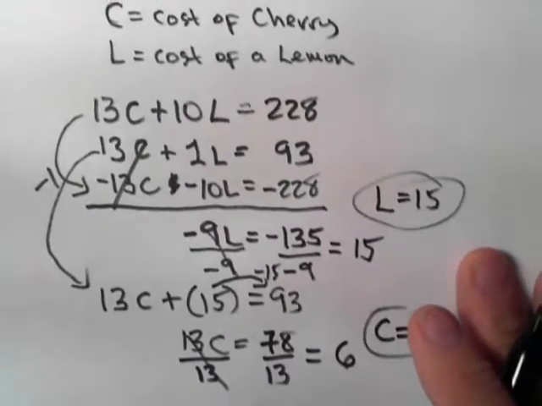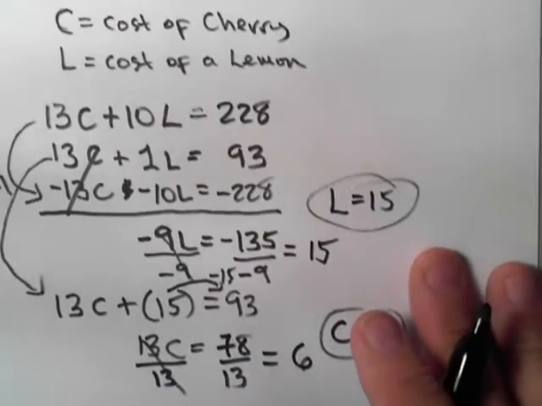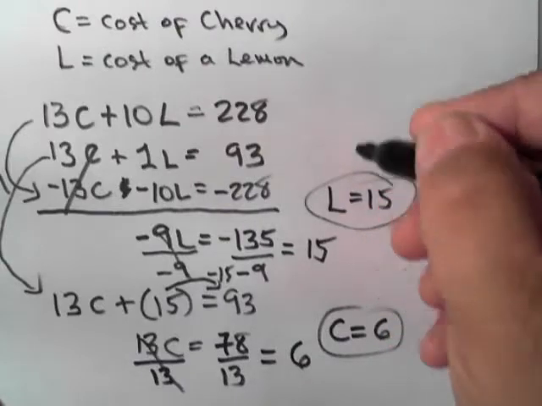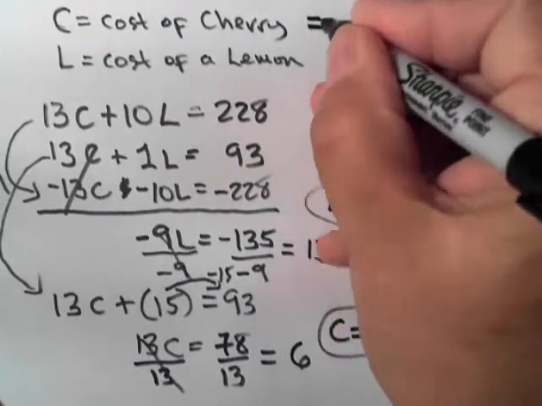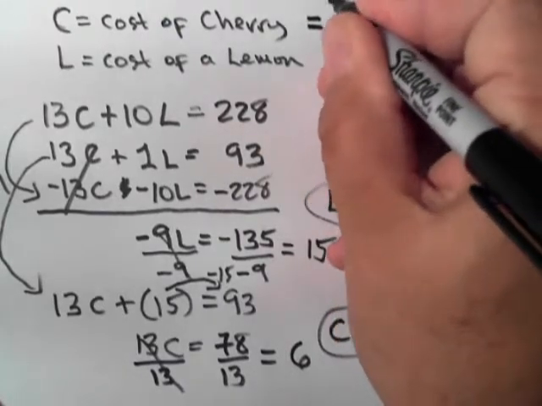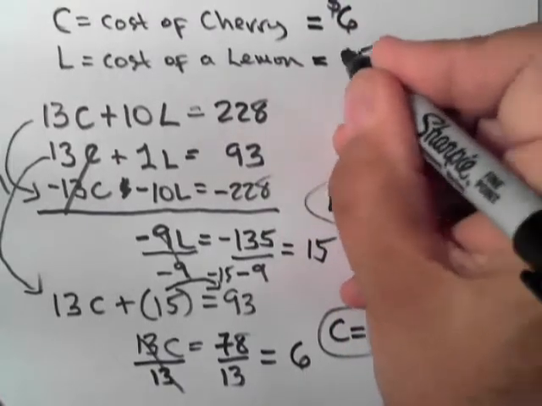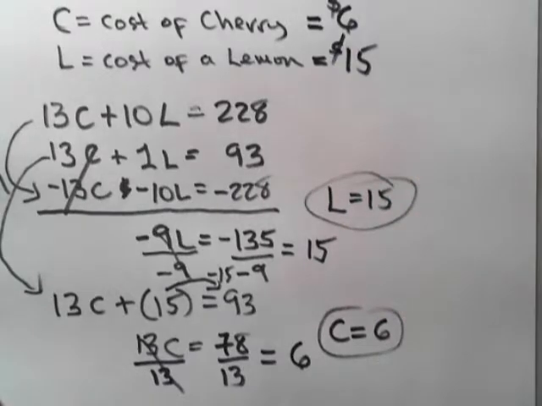Going back up to the top now, we can indicate everything. What's the cost of a cherry pie? This is all in dollars, so $6. What's the cost of a lemon pie? $15. Well, there's our first example.